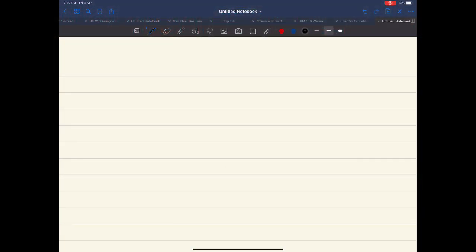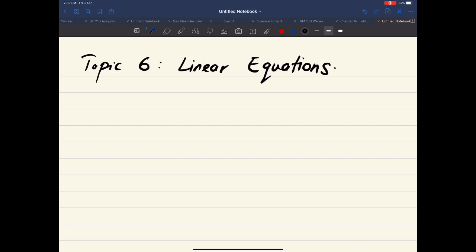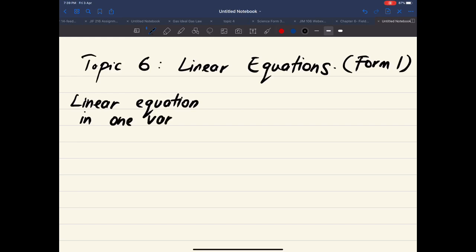Hi students. So today's topic is about topic 6, linear equations, and this is Form 1. Okay, so linear equations in one variable. First of all, what is a linear equation in one variable? You have to know this first.